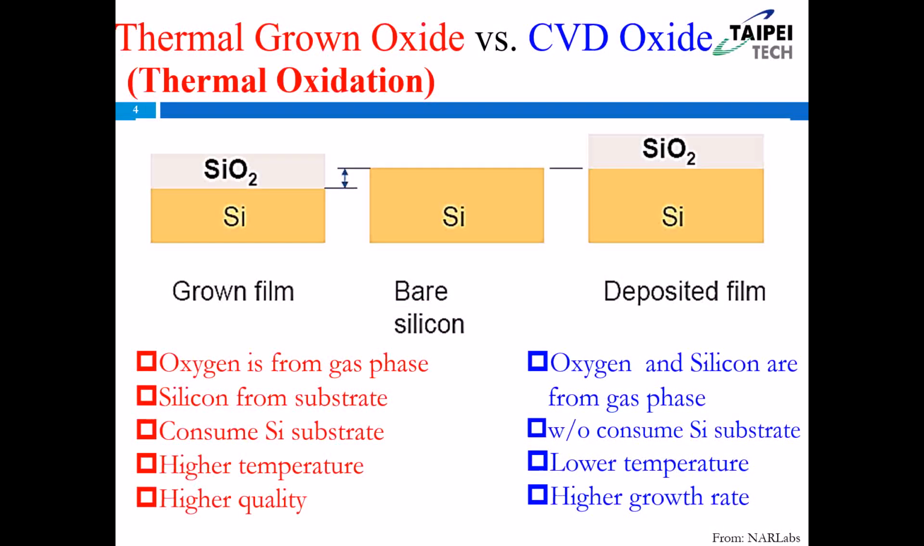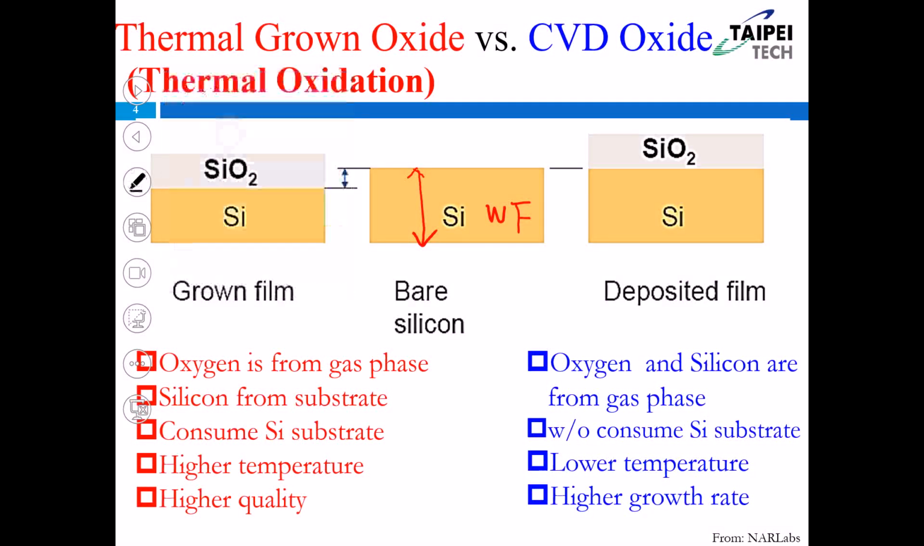So in this slide, I will show you the difference between the thermal oxide and the CVD oxide. Thermal oxide is on the left side and the CVD oxide is on the right side. Bare silicon just means blank silicon, 空的. So this is the silicon wafer. The yellow one is the silicon wafer, and the thickness is here.